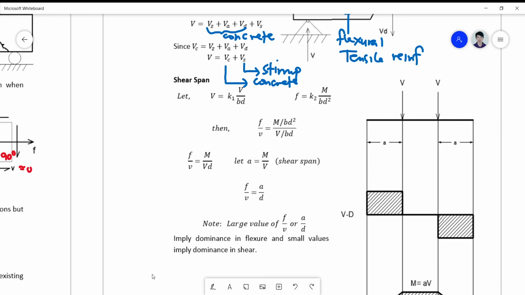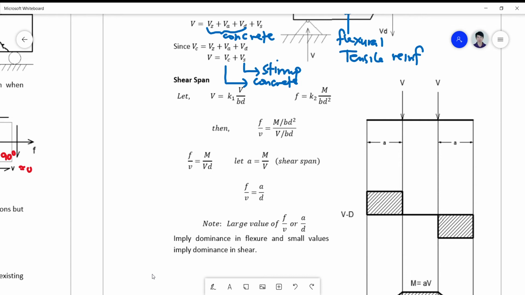Hello guys, let's continue our discussion on shear strength. I stopped somewhere here before I started the shear span. So I will now be giving you a lecture on shear span concepts. So what is a shear span?